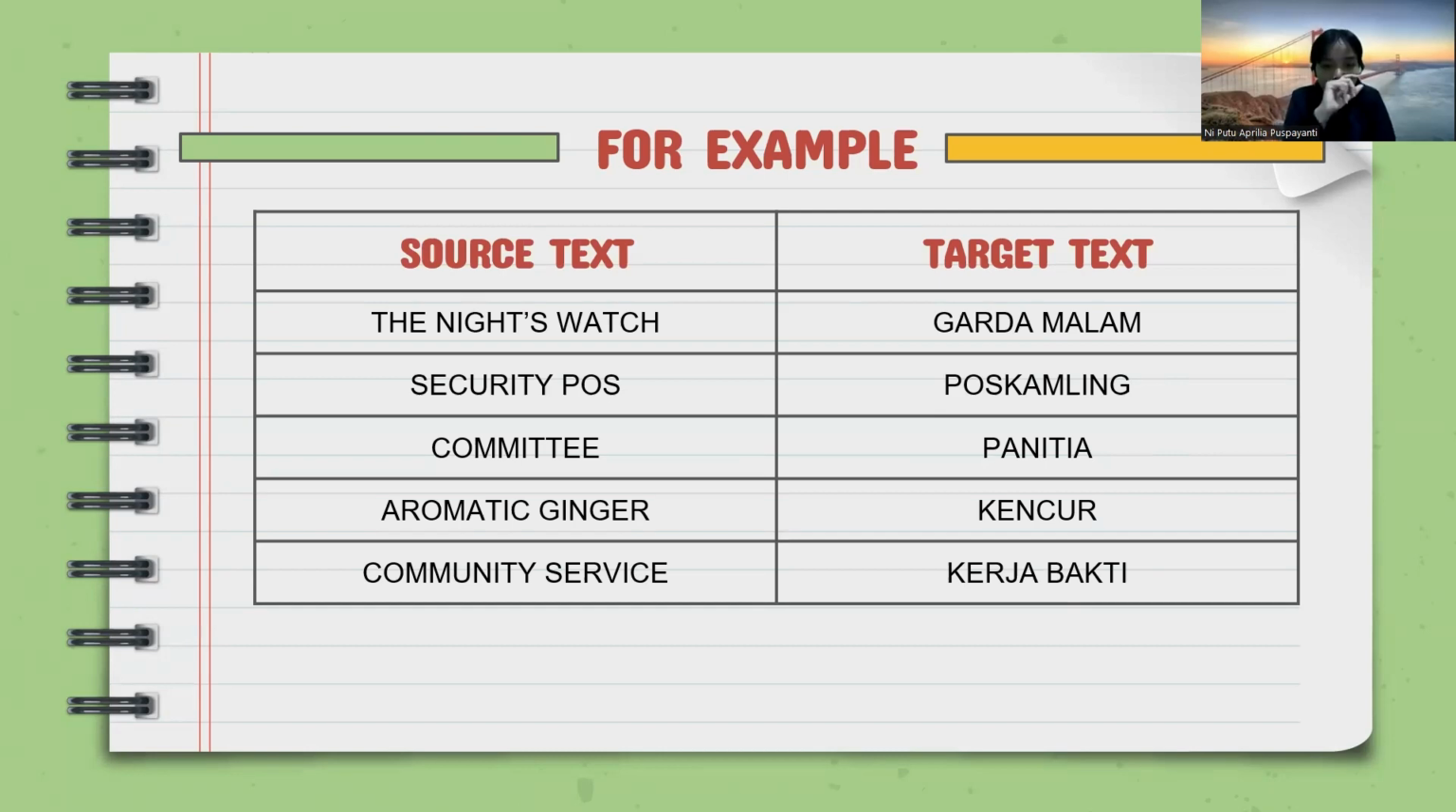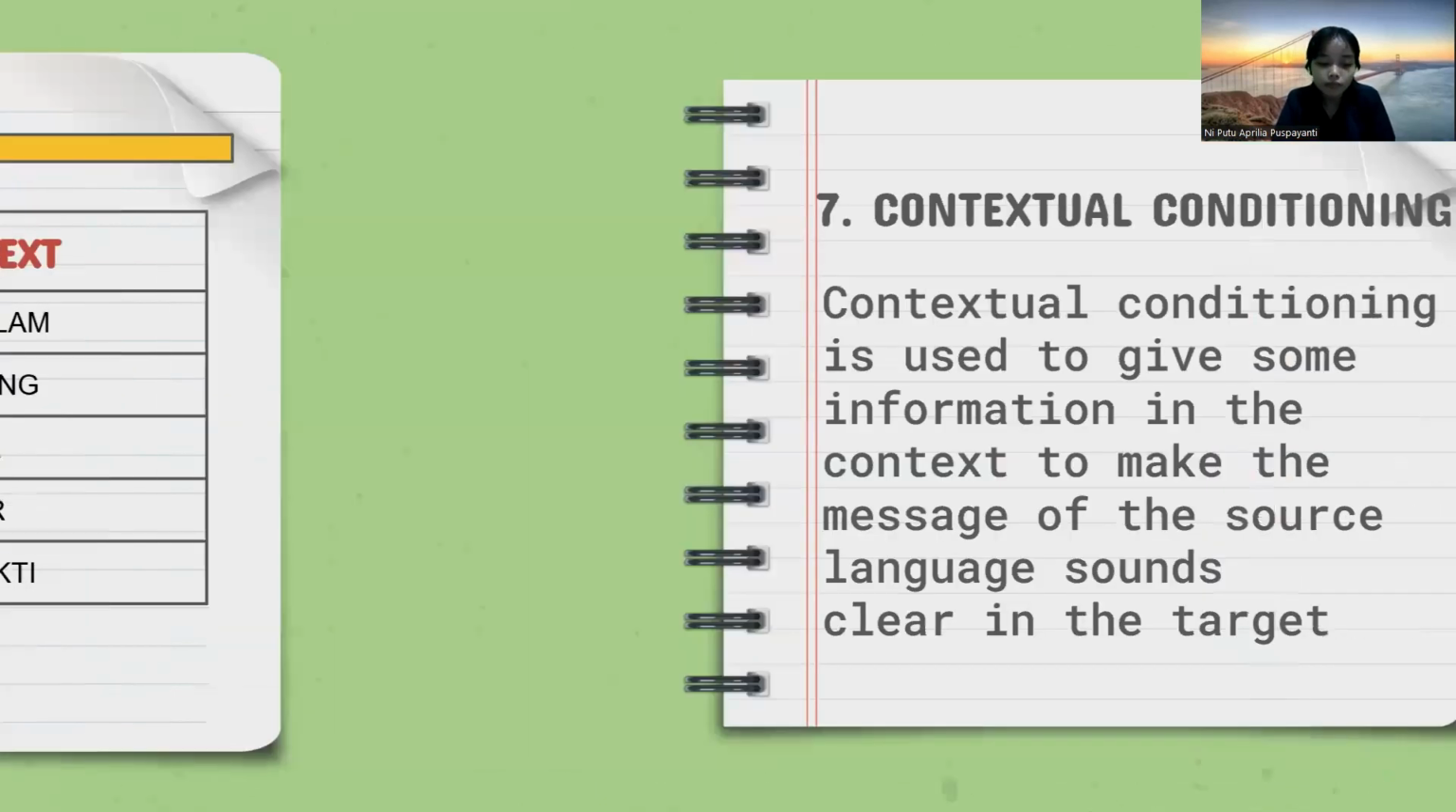So this is the example of cultural equivalence. Number 1 is "the night watch", and the target text is "garda malam". Number 2 is "security post", and the target text is "pos kamling". Number 3 is "committee", and the target text is "panitia". Number 4 is "aromatic ginger", and the target text is "kencur". And the last one is "community service", and the target text is "kerja bakti". Okay, next.